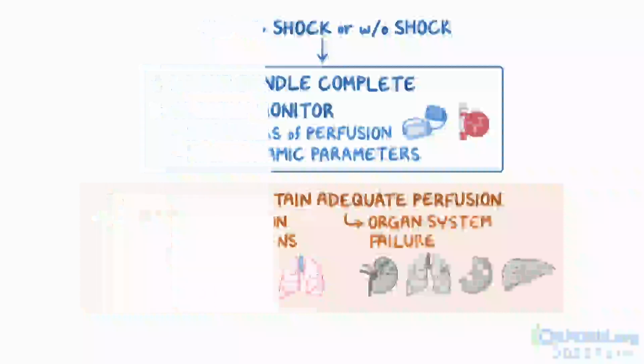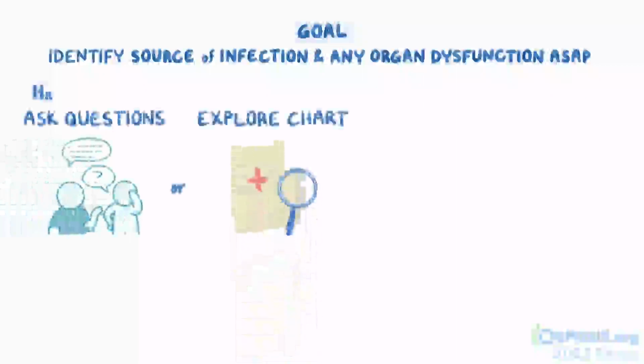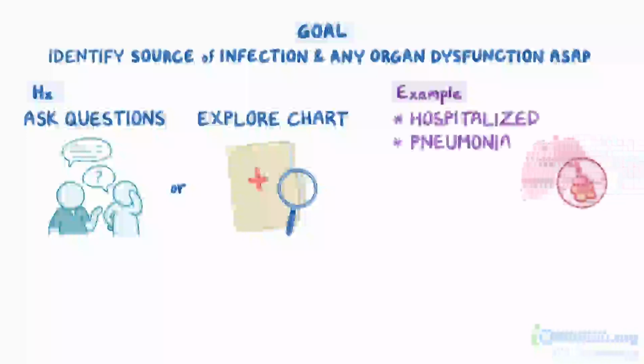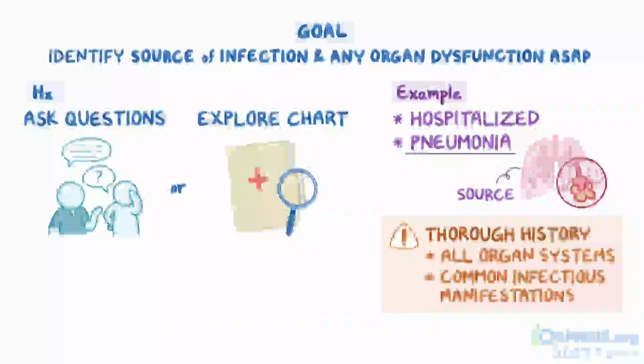Okay, now that the 1-hour sepsis bundle is complete, you'll need to turn your attention to a thorough history and physical examination, as well as order labs and imaging. Your goal is to identify the source of infection and any organ dysfunction as soon as possible so that proper investigations and interventions can be undertaken. When gathering your patient's history, ask questions or explore the chart for clues to the source of infection. If the patient is already hospitalized, let's say for pneumonia, then that's your most likely source, underlying pneumonia. It won't always be that obvious, though, so taking a thorough history that covers all organ systems and common infectious manifestations is important.